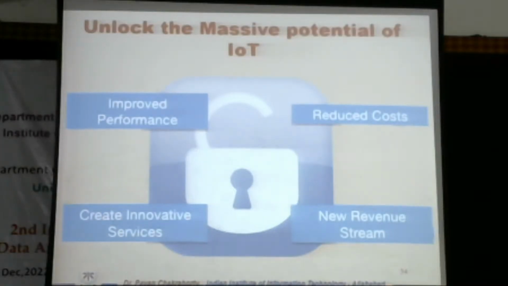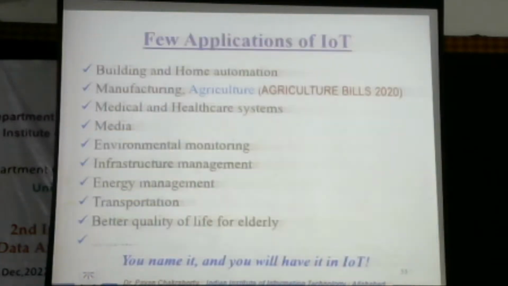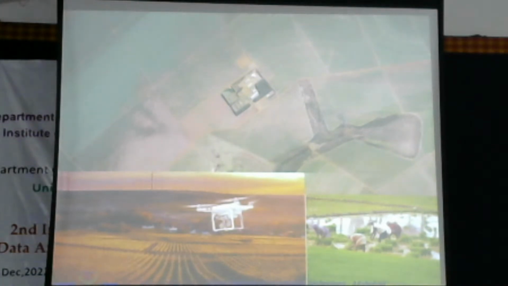So it improves performance, reduces cost, creates innovative services, and new revenue streams are there. So these are a few applications of IoT. I'm not going through these details. This is one of the experiments that I was interested in when the Farm Bill came. Unfortunately, the Farm Bill was a very good bill, but because of some vested interests, it did not come through.